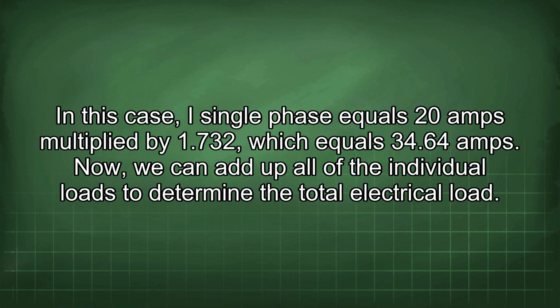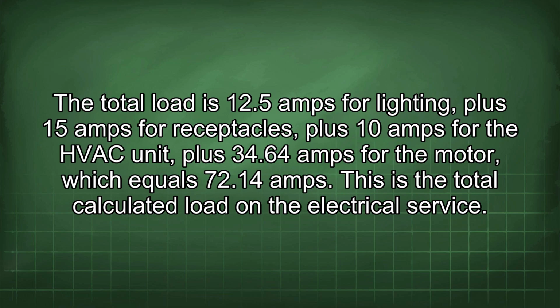Now, we can add up all of the individual loads to determine the total electrical load. The total load is 12.5 amps for lighting, plus 15 amps for receptacles, plus 10 amps for the HVAC unit, plus 34.64 amps for the motor, which equals 72.14 amps. This is the total calculated load on the electrical service.